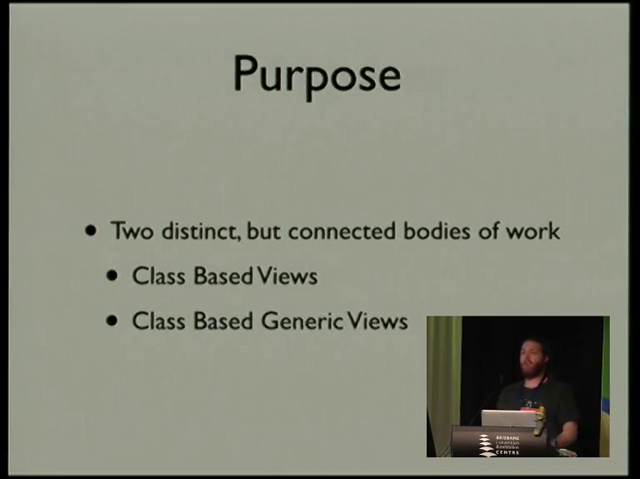Okay, so let's go over those 4 problems in depth. The first one is purpose. When people talk about class-based views, there's confusion over exactly what they're talking about. They could actually mean one of 2 different things. Are they talking about class-based views, or are they talking about class-based generic views? There was one commit, but 2 very distinct features in that commit.